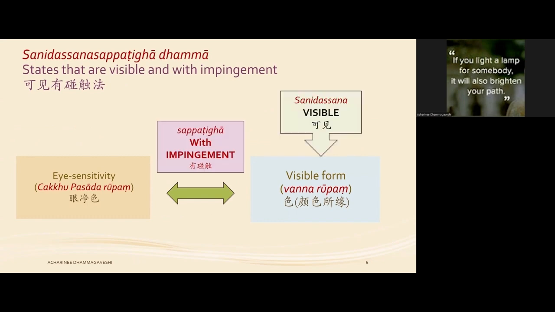Then, what is Sanidassana? Sanidassana means visible. Out of all those dhammas, only the varna rūpa, the visible form, is Sanidassana. Therefore, when we take the term Sanidassanasappaṭighā, the analytical states that are classified under this term need to be both visible as well as with impingement. So here we get only the one rūpa that qualifies under this term.